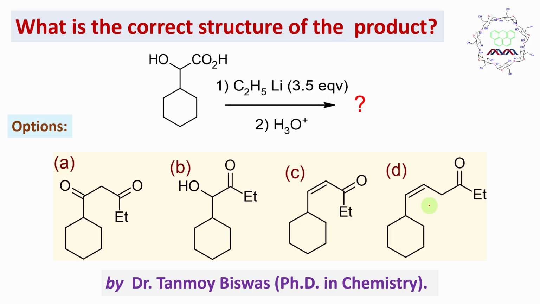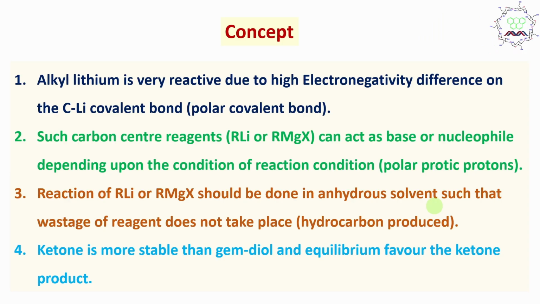Four options are provided. Before going to the details, let's learn a little bit about the concept associated with this problem. Here, alkyl lithium is very reactive due to high electronegativity difference between carbon and lithium covalent bond. By the way, many people say this is ionic. No, it is not ionic. It is actually a polar covalent bond. I agree, there is a significant ionic character in the lithium carbon covalent bond, but it is a polar covalent bond.